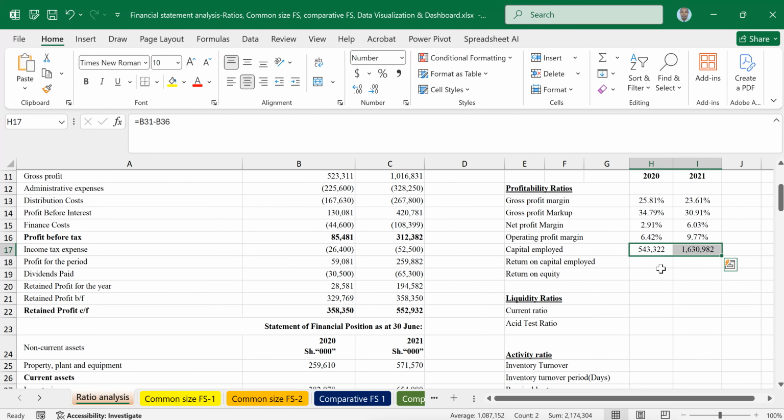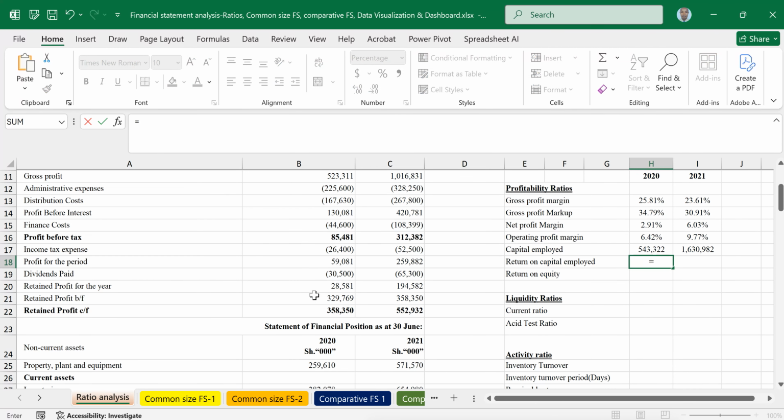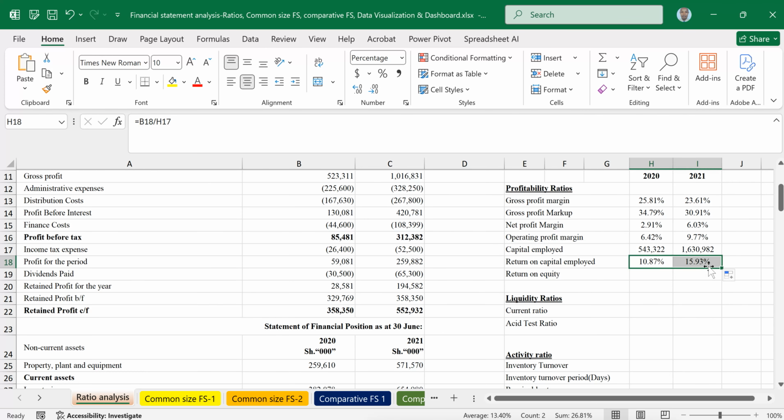Now then return on capital employed. The return on capital employed will be equal sign profit for the year, so profit for the period, divide that with capital employed, and we have capital employed just up here. So profit for the year, profit for the period over capital employed. Then you drag this across to get your answer.